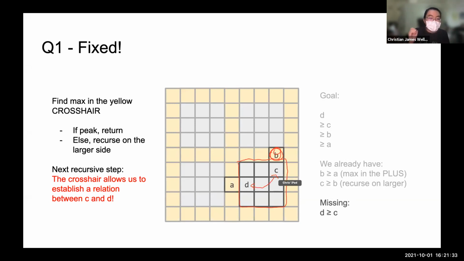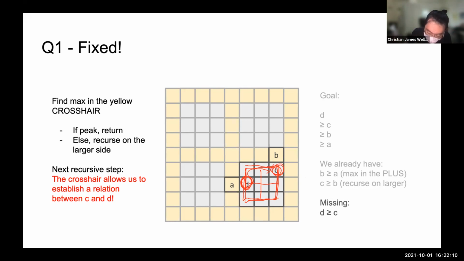So this new crosshair, in the next step, this is a bit of a bad example because it's very small, but you can imagine now I have a crosshair and I want to find the maximum element in this crosshair. Let's say it was D. If it was D that was the maximum, it must have been compared to C, because of the way we define the crosshair. So C has to be included in the comparison with D.